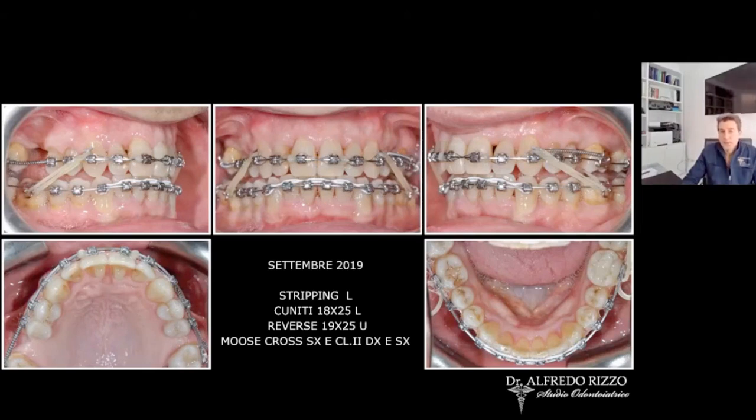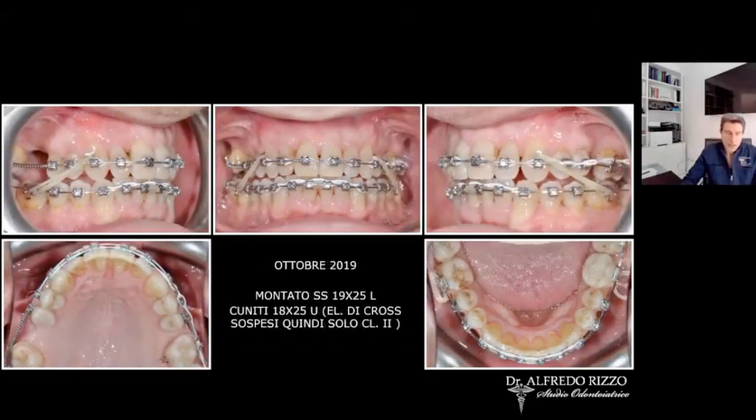In the lower, I have put copper nitinol 18/25 wire with a chain in order to avoid proclination of the lower incisors. This is why I've stabilized them. On the upper jaw, I put a reverse 19/25 arch wire. With the use of this arch wire, I'm going to intrude the anterior, extrude the posterior, and increase the torque. Actually, I see a lack of overbite, and without enough torque and without enough contact, I will not be able to achieve a correct bite.